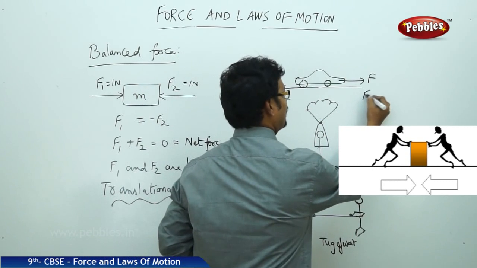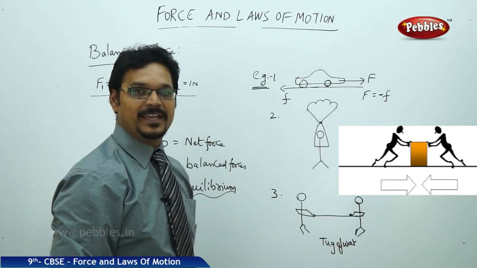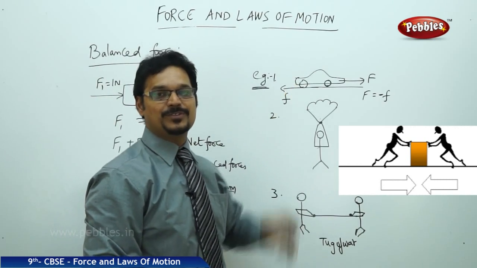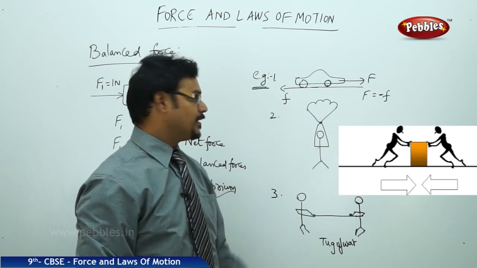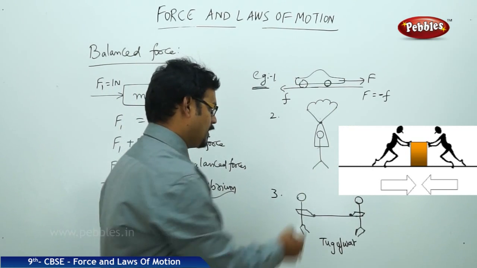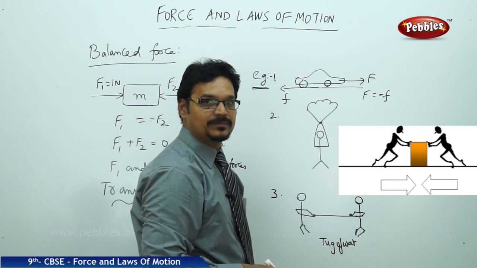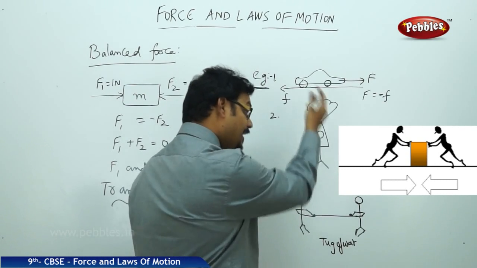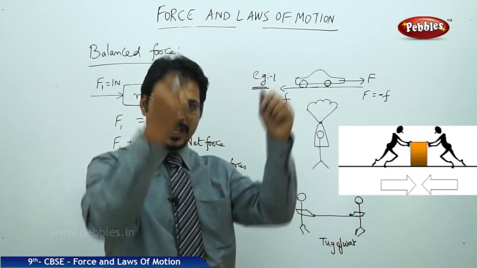Whenever capital F equals minus small f, then we can say the car is in uniform motion, and capital F and small f are balanced forces. Now in this situation, a person with a parachute is falling towards the earth, in the air.